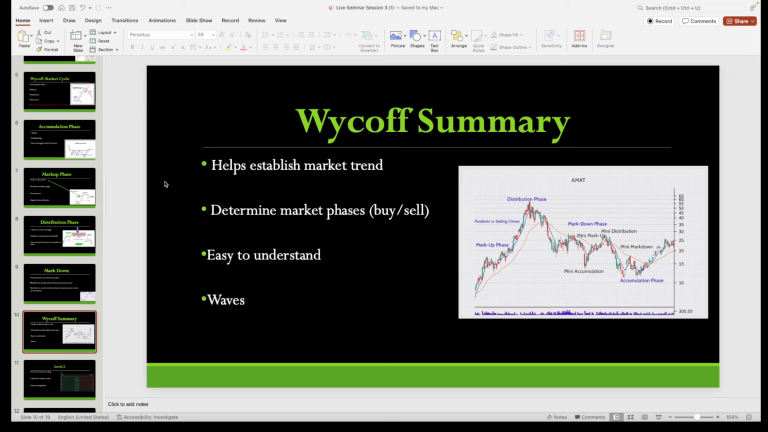Now a summary of Wyckoff again. Hopefully this helped you guys. It helps establish market trend, determine market phases, so areas where you could buy and sell.